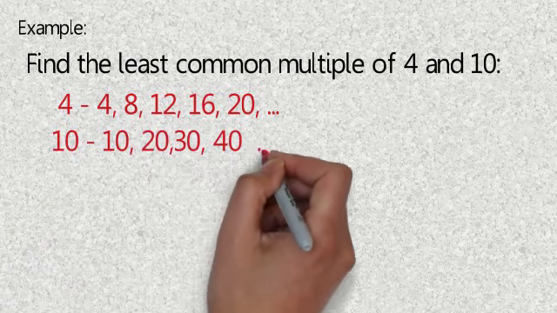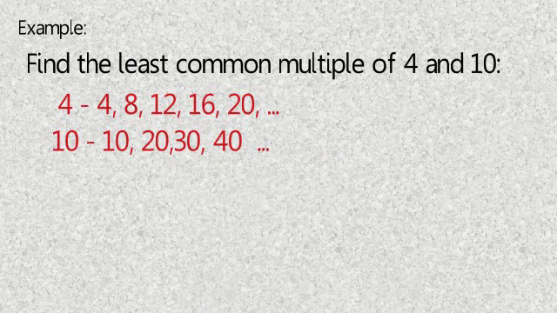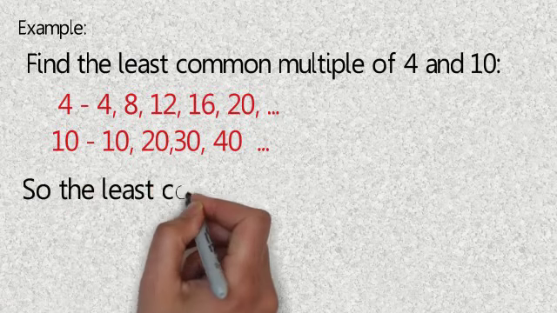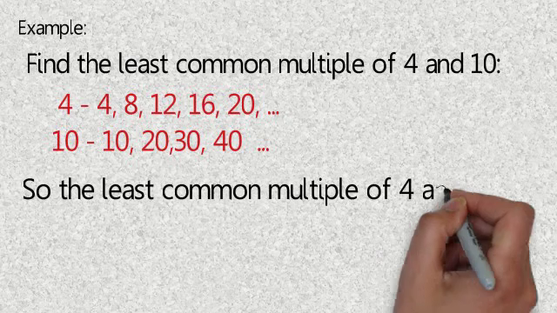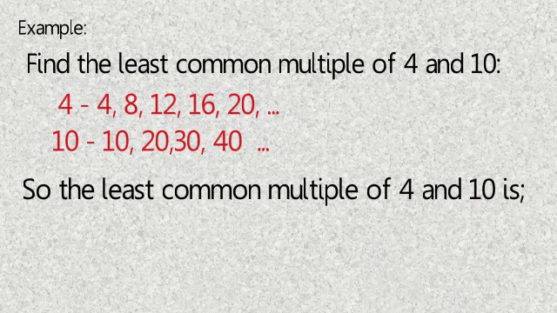So, there's a match at 20. Can you see that 20 is common to both multiples? So here, the least common multiple of 4 and 10 is 20, because the other common multiples that we get are above 20.